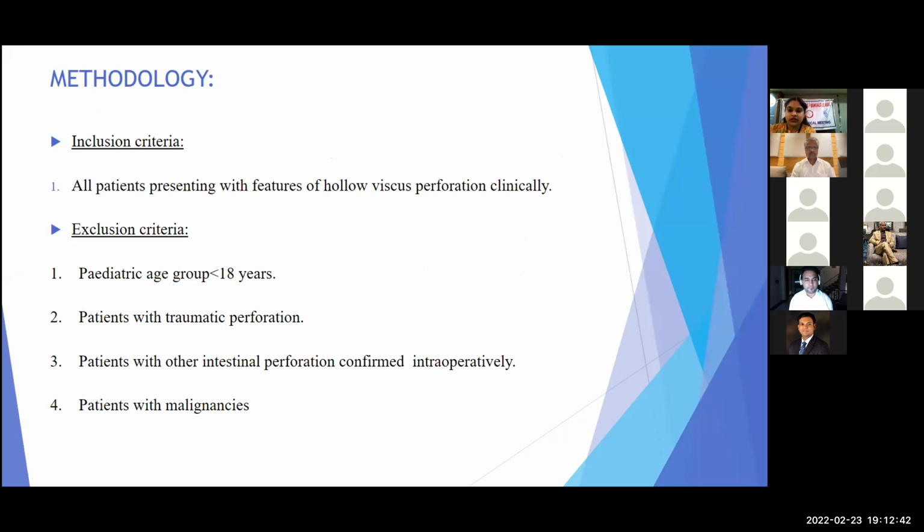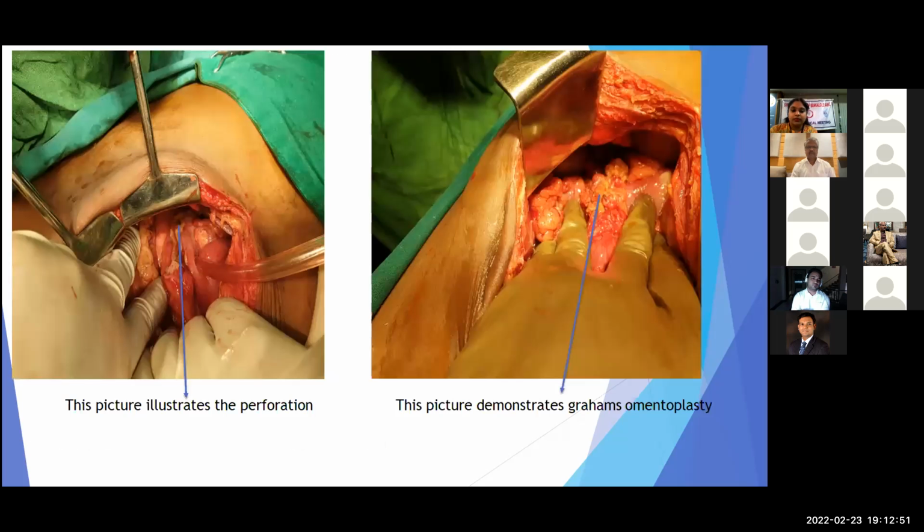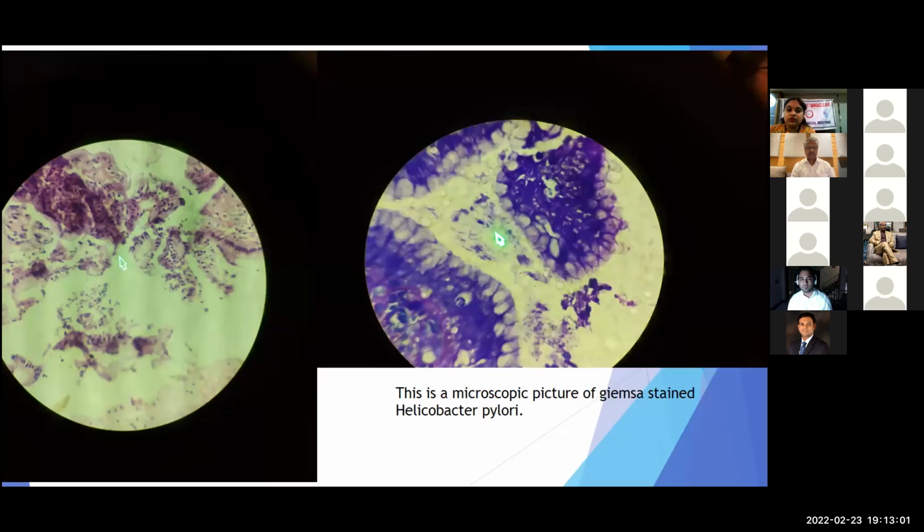Relevant investigations were done, such as an erect X-ray abdomen, shown in the picture with pneumoperitoneum, and the patient was adequately resuscitated and taken up for emergency laparotomy. The picture on the left-hand side shows a perforation in the pyloric region, and closure was done with Graham's omental patch repair. The mucosa was sent for biopsy, and Giemsa staining is displayed. A 40x microscopic image showing clusters of Helicobacter pylori organisms.